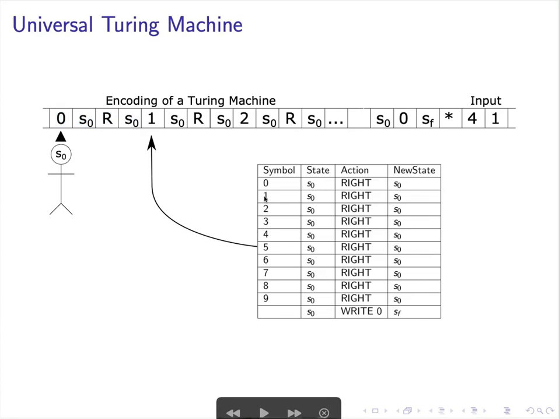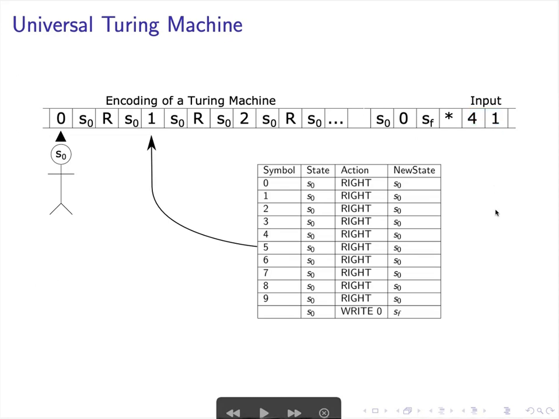Then we can encode the second line. This line here is encoded here, and so on and so forth, up until the last row. At the end, let's say we have a special symbol here that separates our program from the input. So the input is 41, let's say. The universal Turing machine is any machine that is able to simulate the Turing machine that we have encoded here, and we can run it on this input. So it will simulate a computation on this input, right?